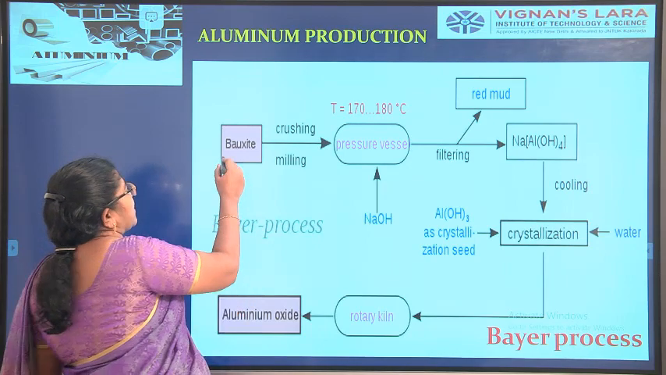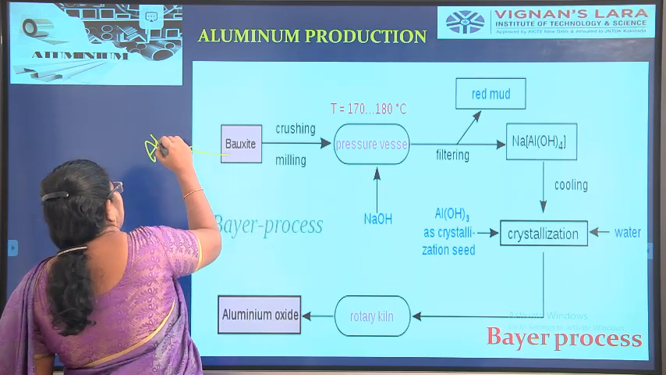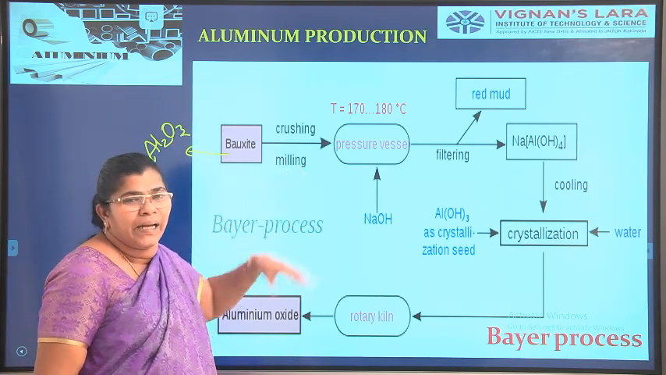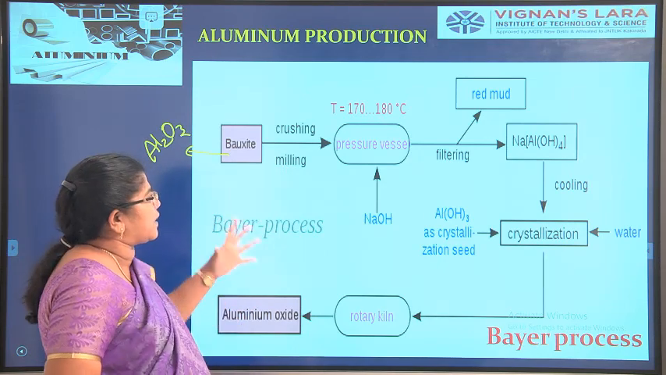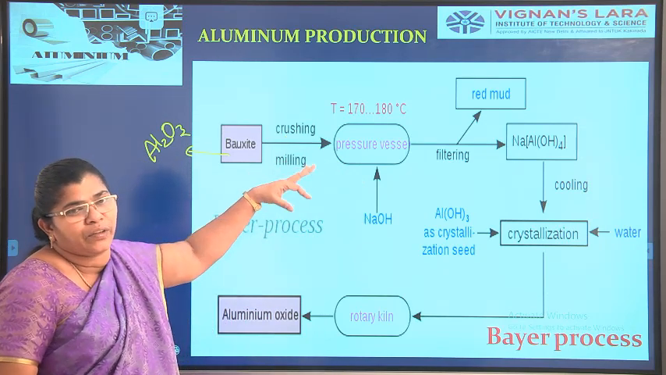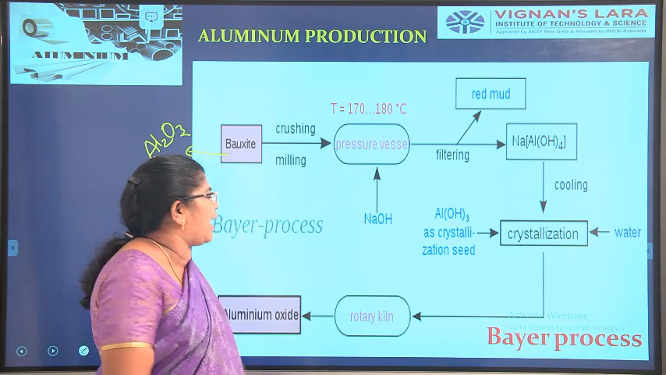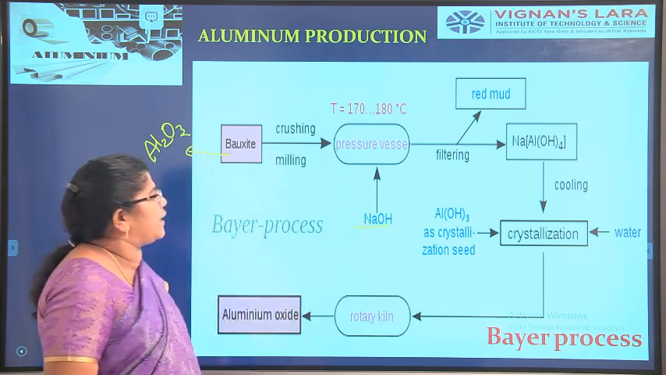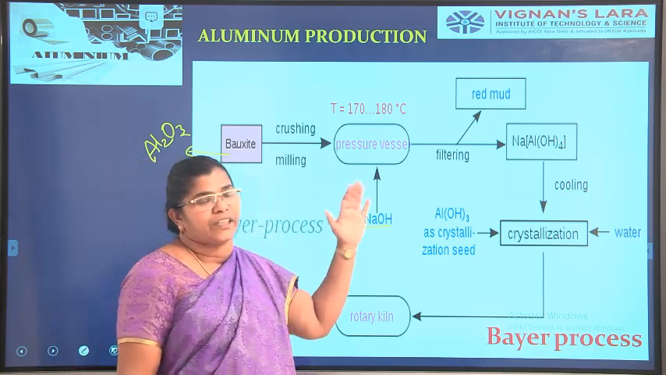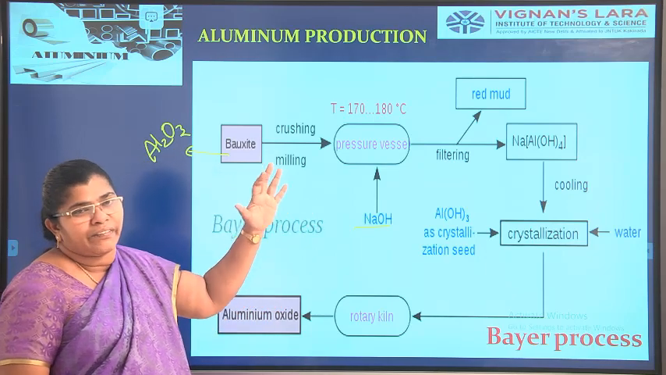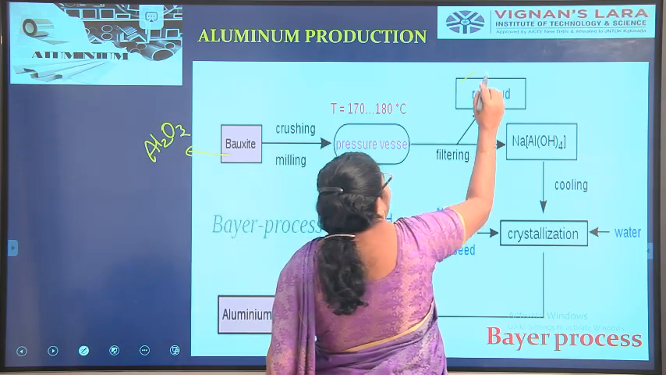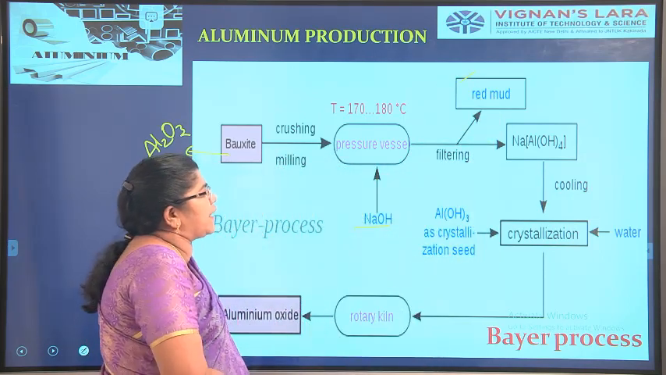The bauxite, which is rich in aluminum oxide, Al2O3, is taken and crushed or milled properly into powder, right? That is milled and taken to the pressure vessel. In the pressure vessel, we have a temperature of 170 to 180 degrees centigrade, and we add sodium hydroxide. Under heavy pressure, it is then filtered. The residue from the filtration we call red mud. This is a byproduct of the aluminum process.